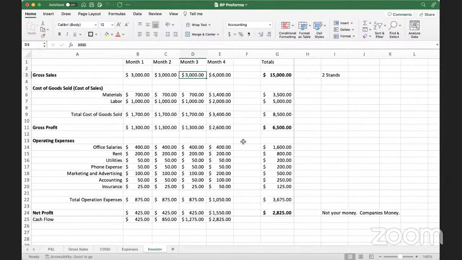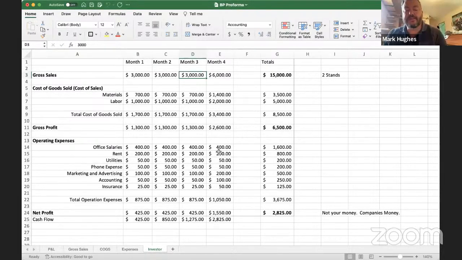That is because our expenses, our operating expenses, don't double when our cost of goods sold double.